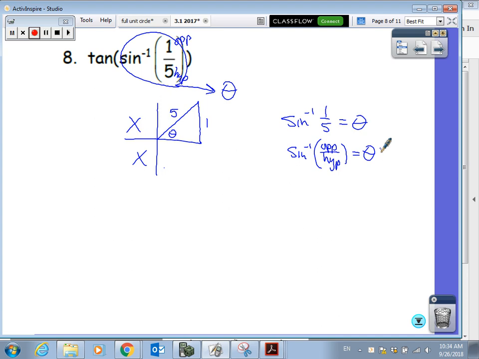Then we have to find the rest of our triangle. So it's just a right triangle. 25 equals 1 plus x squared, a squared plus b squared, whatever letter you like. 24 equals x squared. When I take the square root, I get plus or minus 2 √6 equals x. I have to pick, do I use the positive or do I use the negative? Since I'm in quadrant 1, this is 2 √6.